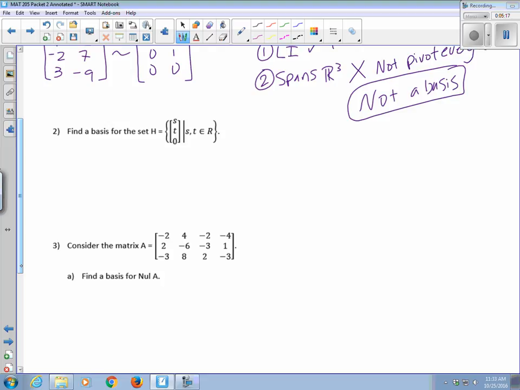All right, I want to find a basis for the set of all vectors that look like s, t, 0. So a basis is a spanning set, any set that spans the entire space and is linearly independent. So I'm going to say H is the span of two vectors, and I'm going to have you help me figure out what those two vectors are.